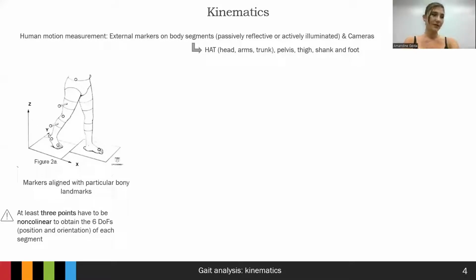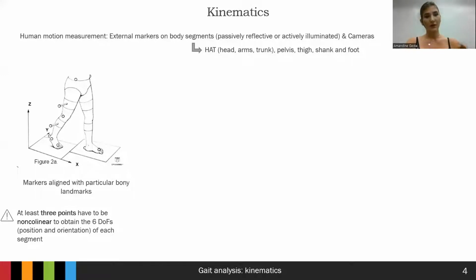So there exists a really particular placement for the markers. They have to be aligned with particular body landmarks. And you need at least 3 non-collinear points to obtain information on the 6 degrees of freedom of each segment, like the position and the orientation of the segment.